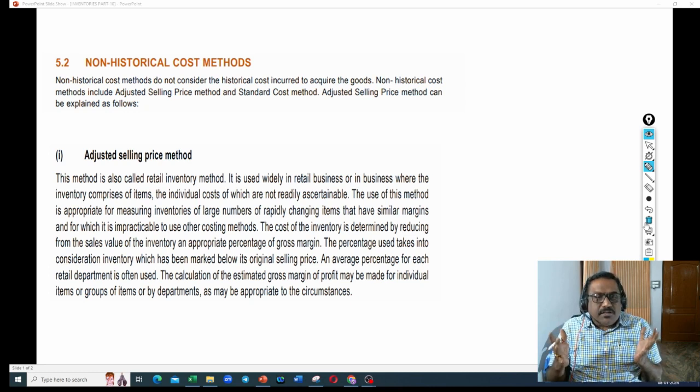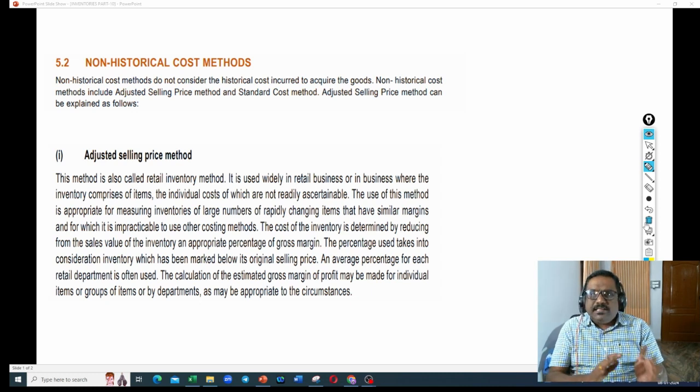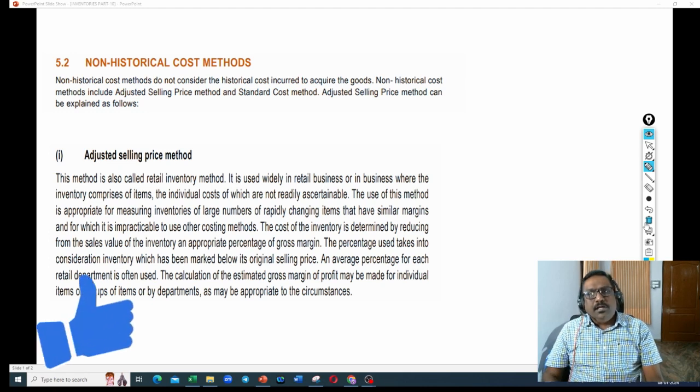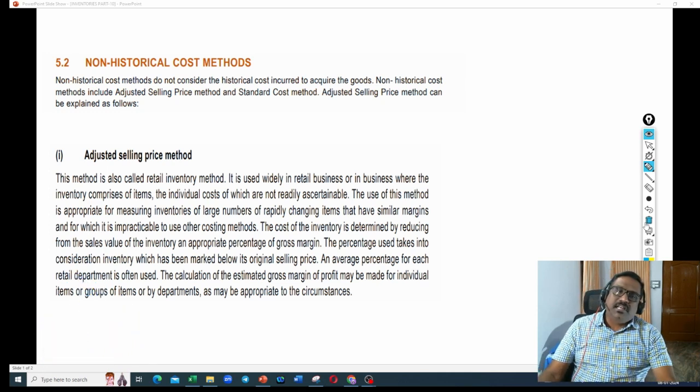So there is no hard and fast rule that this is how you need to arrive at it. Whichever is appropriate to the current circumstances, you take that percentage into account, calculate it on the inventory saleable value and reduce it, and you will get the cost. So that is how the adjusted selling price method has to be calculated. I'm going to explain this with an illustration so that you will get more clarity on this. Okay, let me move on to the illustration now.